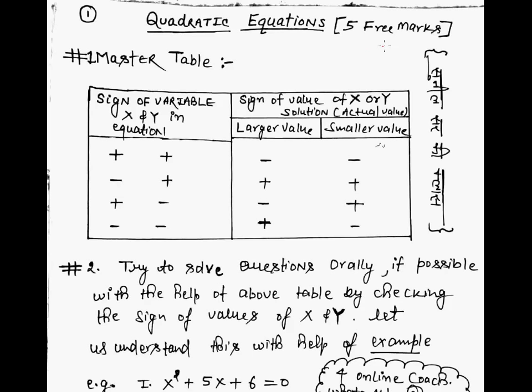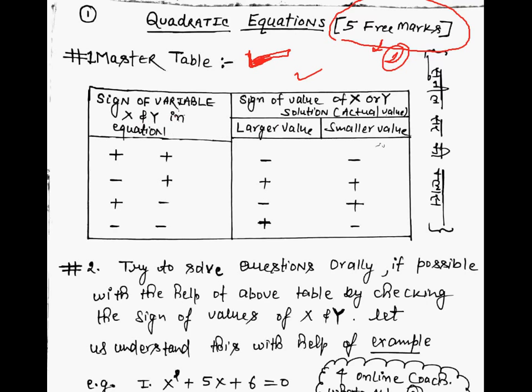Okay, now we will start the actual concept of quadratic equation. It is 45 marks and we can get it easily in 2 to 3 minutes. We have to remember this master table before entering the exam. Before starting the exam, we can write this on our rough sheet if we can't remember what this table says.